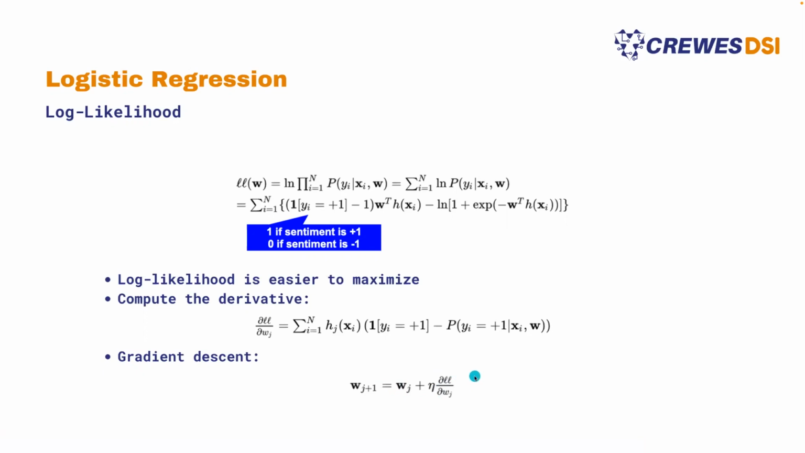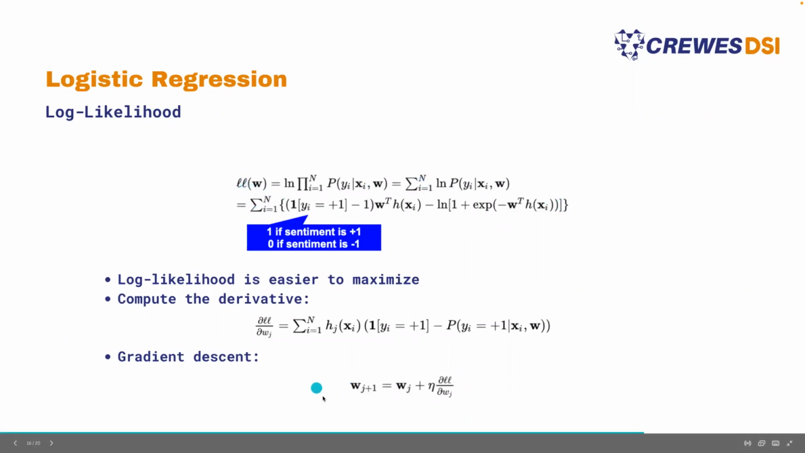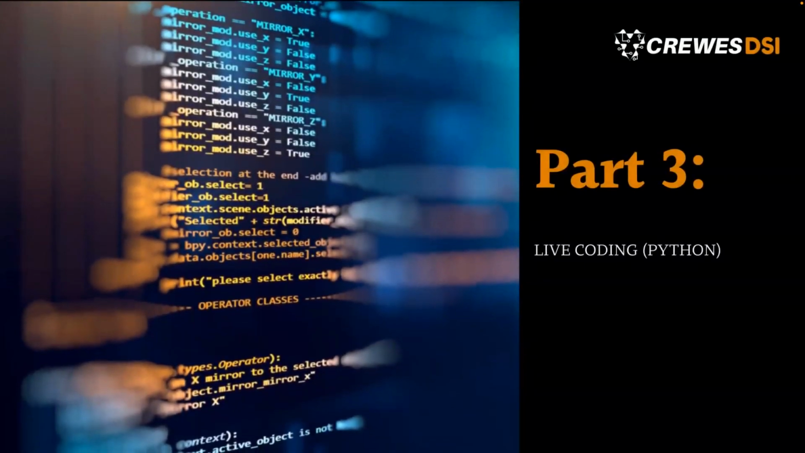So what we need to calculate today, and I'm going to show you how to do it, are the probabilities. We are going to create a function to calculate probabilities. We need to calculate the derivative, so we're going to create a function to calculate the derivatives. We need to calculate the log likelihood to see if we are maximizing it at every iteration. And then we're going to show how to calculate the gradient descent. That's going to be a for loop inside a for loop. And that's what we go for in the live coding.